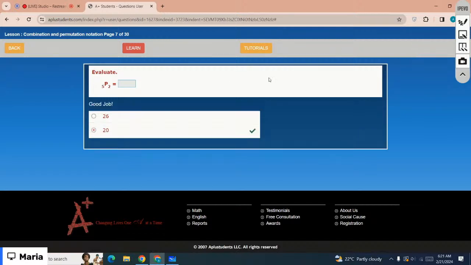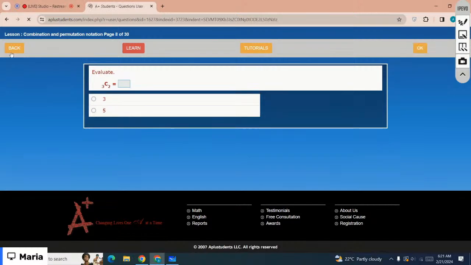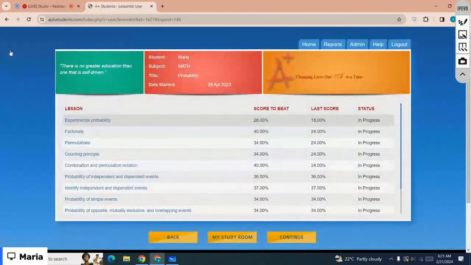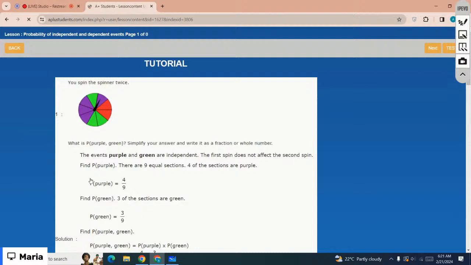Got it? Okay, you can complete the lesson by yourself later today. Let me just move on to the next lesson. And the next lesson is probability of dependent and independent events, right? Okay, let's just start with an example. You spin the spinner twice. What is the probability of purple and green?